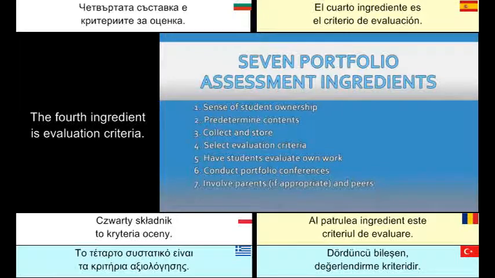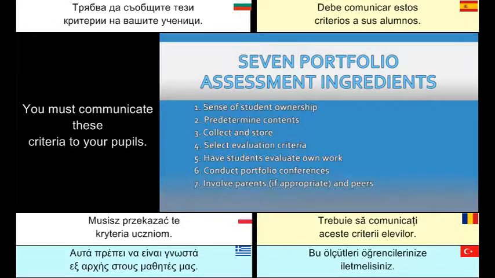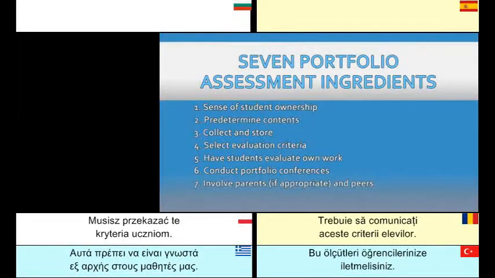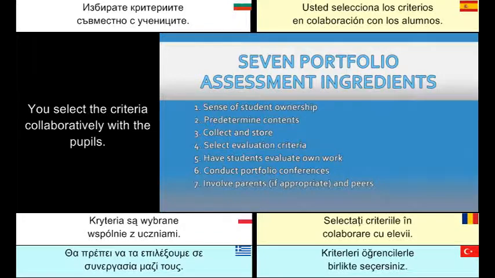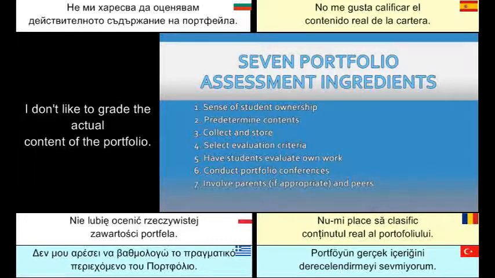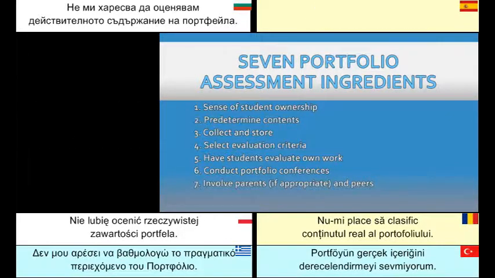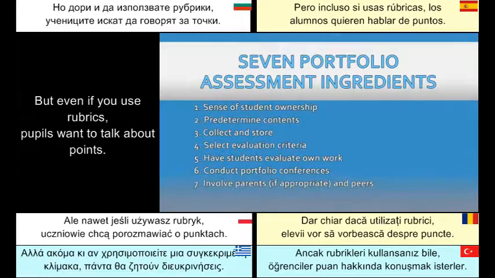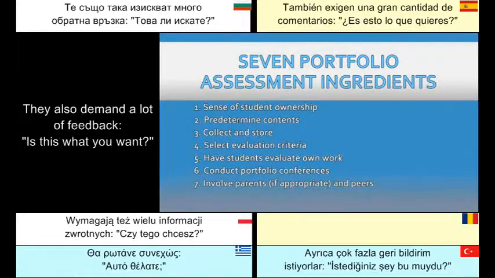The fourth ingredient in successful portfolios is evaluation criteria. As with performance assessments, you want to clearly communicate the criteria to your students. You might select the criteria collaboratively with the students, further increasing their ownership in the portfolio. As I mentioned earlier, I don't like to grade the actual content of the portfolio, but even if you use skill-focused rubrics, students will want to argue about points.